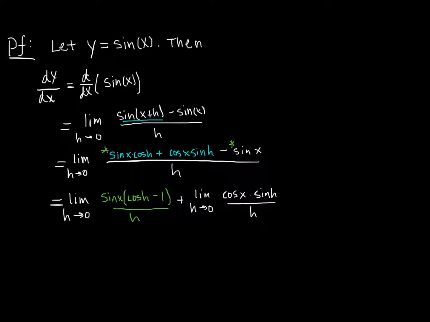Really what I'm doing is I'm saying, let me take the limit of each of these separately. The limit of sine of x as h approaches 0 is just going to be sine of x, right? Because it doesn't depend on h at all. And the limit of cosine of x as h approaches 0 is just going to be cosine of x because it doesn't depend on h either. And so in doing so, I'm going to end up with a much easier to work with statement.